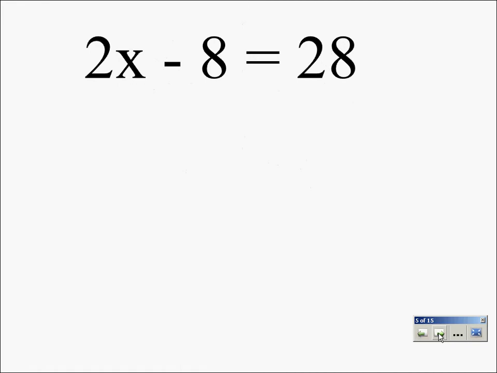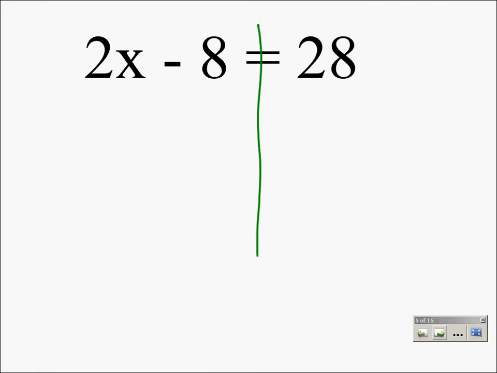Section 2 of your worksheet has 2 steps to it. Every time we're going to be doing 2 things instead of just 1. Back in section 1 we were just doing 1 thing. Okay, so I have 2x minus 8 equals 28. Here, x is my variable. That's the letter I'm trying to solve for.